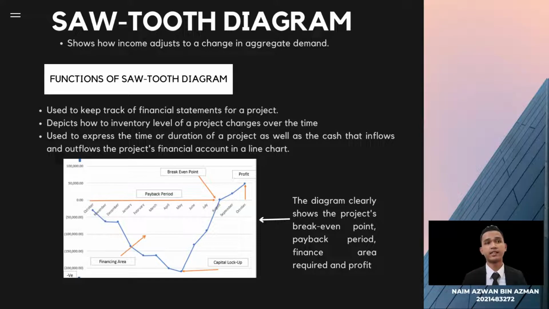In general, a sawtooth diagram shows how income adjusts to a change in aggregate demand. Therefore, the functions of a sawtooth diagram are to keep track of the financial statement for a project, depict how the inventory level of a project changes over time, and express the time or duration of a project as well as the cash that flows into and out of the project's financial account in a line chart. The diagram clearly shows the project's break-even point, payback period, financing required, and profits.